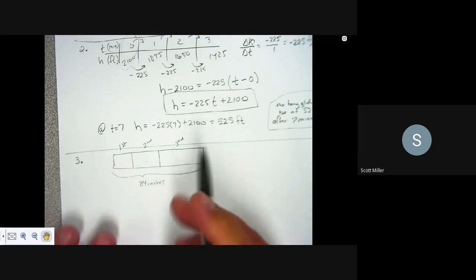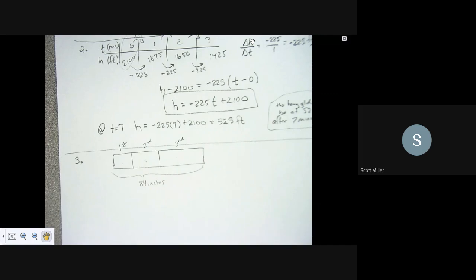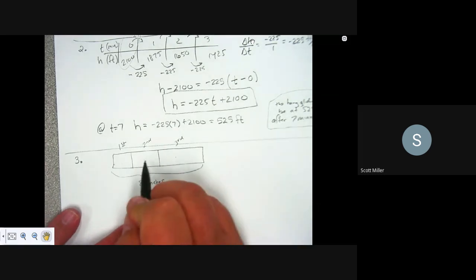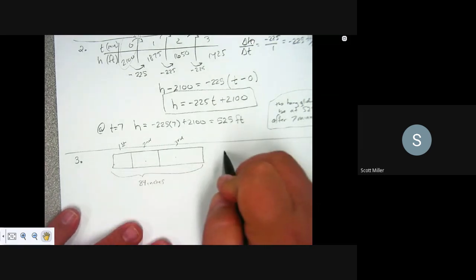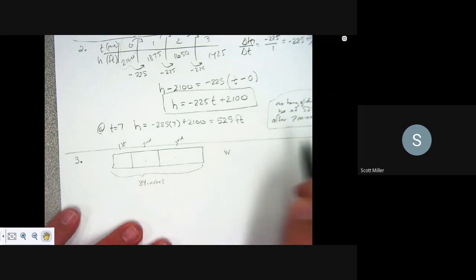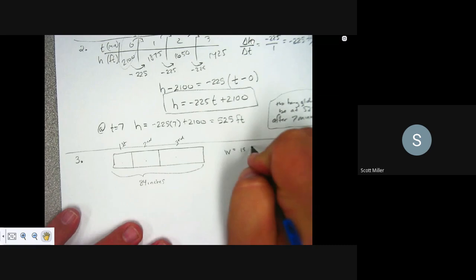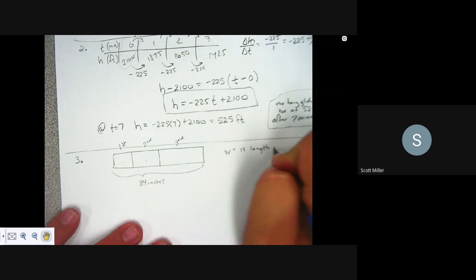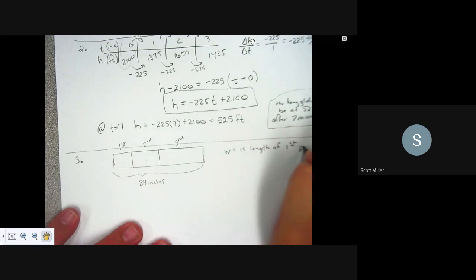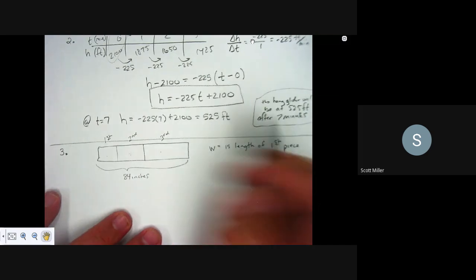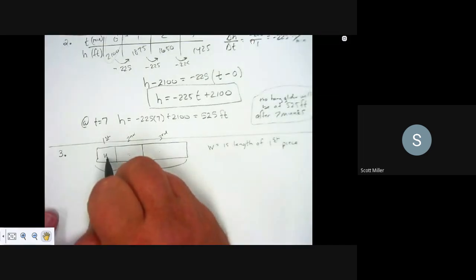So really, to write something to represent this, it says pick a variable to identify what you're looking for. Since all of these are based off of what the first one is, I'm going to pick a letter. For some reason, I chose W today. And I'm going to say W is the length of the first piece. And I write that down. This way, when I come back, I know what it is that I'm doing. So that means the first piece has a width or length of W.